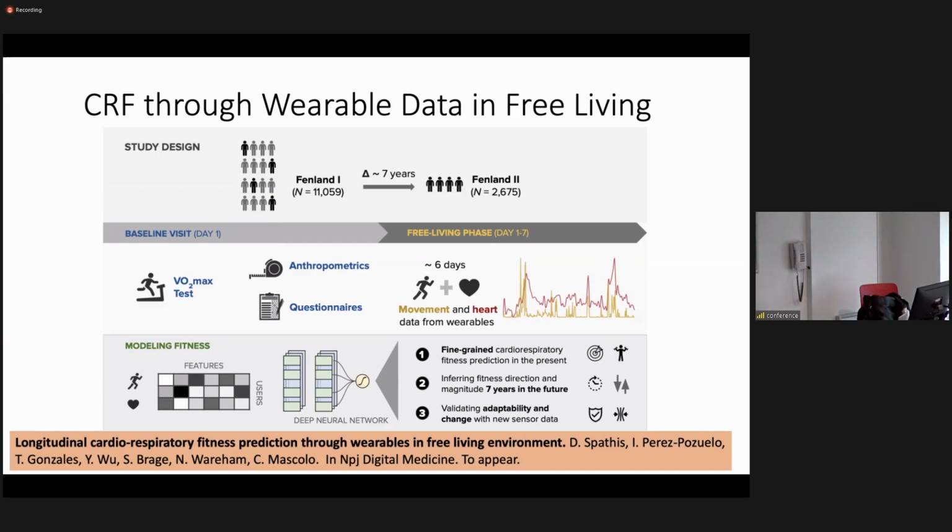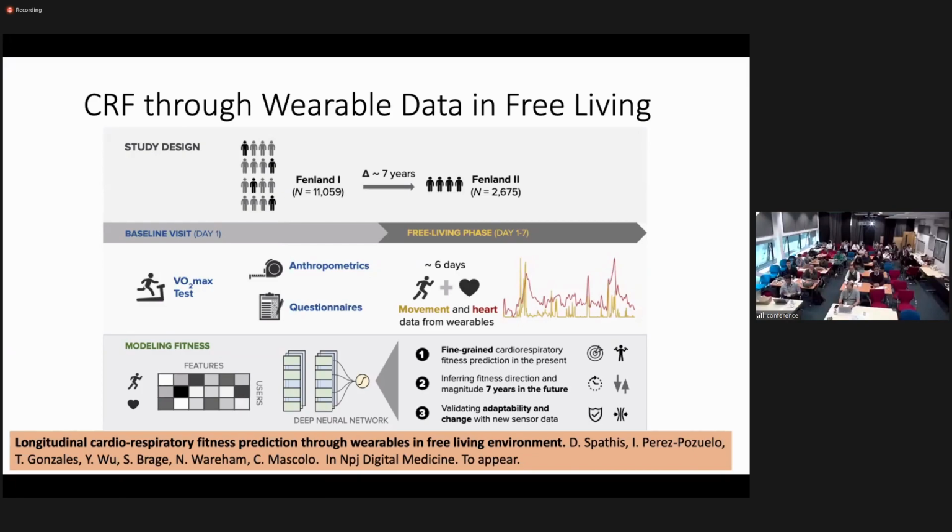But let's say they have a VO2 max test. They have some anthropometric measures, and they ask them some questions. But they also, for 6 days, tag them with an accelerometer on their wrist and a chest band for their heart. So you have all this data, and what we've done essentially is use a very basic neural network, a 2-layer connected network. We feed in the extracted features from both the movement and the heart, and the question is, can we predict the fitness?